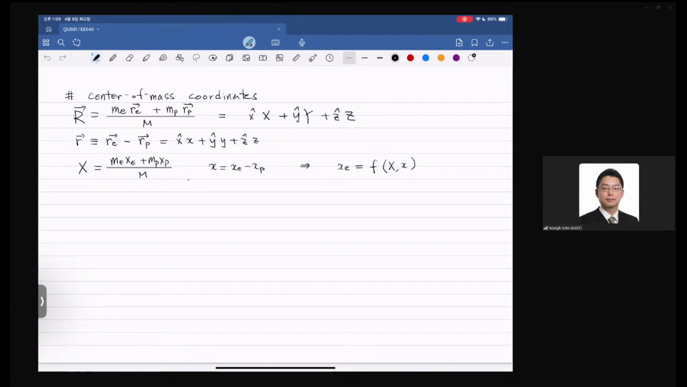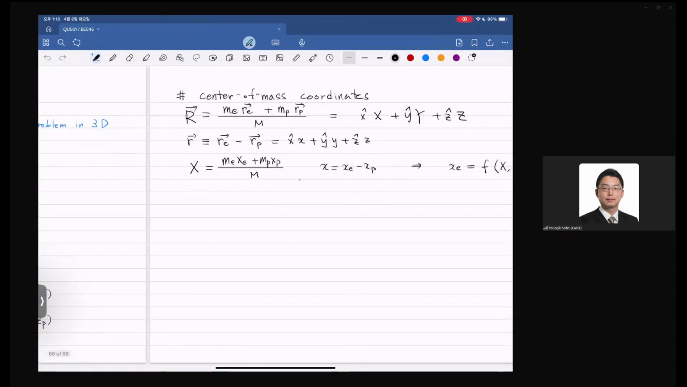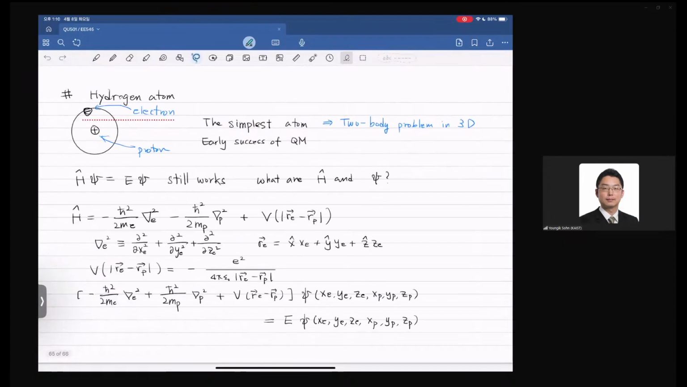So we started learning the hydrogen atom, and let's continue. We'll do a lot of math today. So our original Schrödinger equation had this expression, right? Remember, proton and electron need to have separate kinetic energy, so they have separate operators.